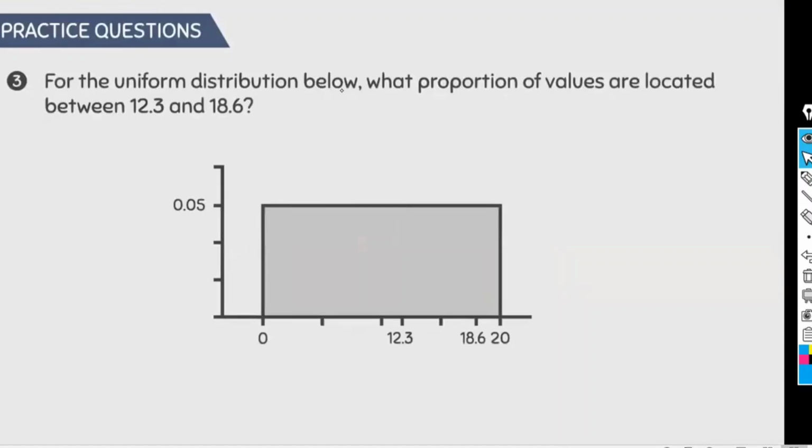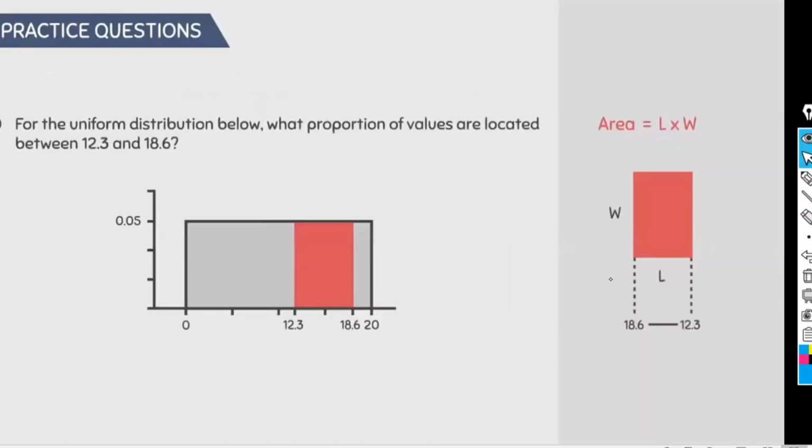For the uniform distribution, the diagram is also given below. What proportion of values are located between 12.3 and 18.6? So this is the area they are asking from here to here. So the area is a rectangular area. So you are going to apply the concept of area of rectangle for this, and you are calculating the probability.